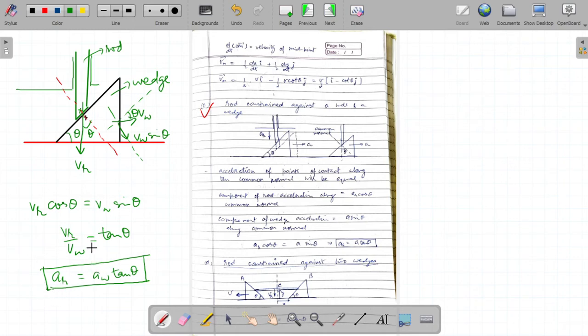So the velocity of the point of contact along the common normal is 0. That means that the relative velocity along the common normal becomes 0. This can be understood in one more way.